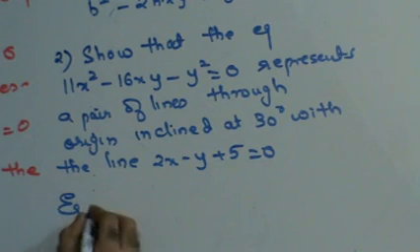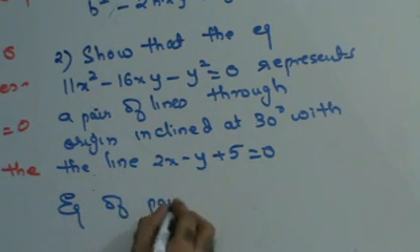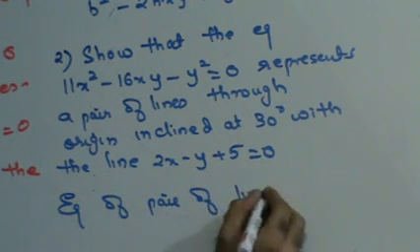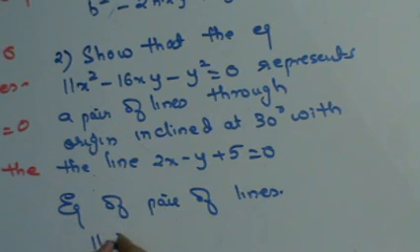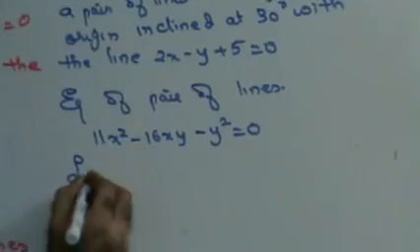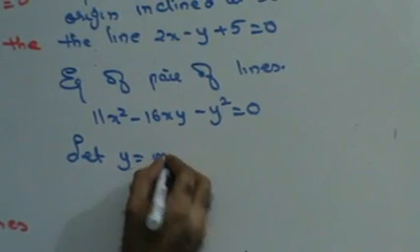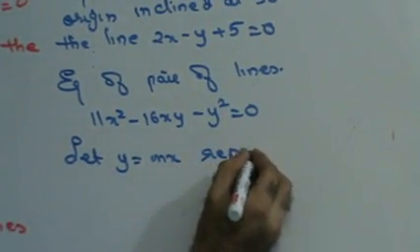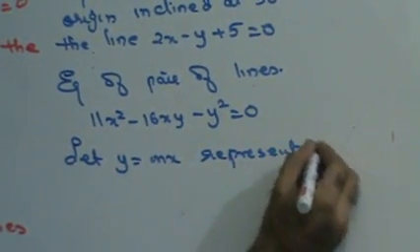Now, answer. Equation of pair of lines is given as 11x square minus 16xy minus y square is 0. Let y is equal to mx represent one of the lines of the above equation.